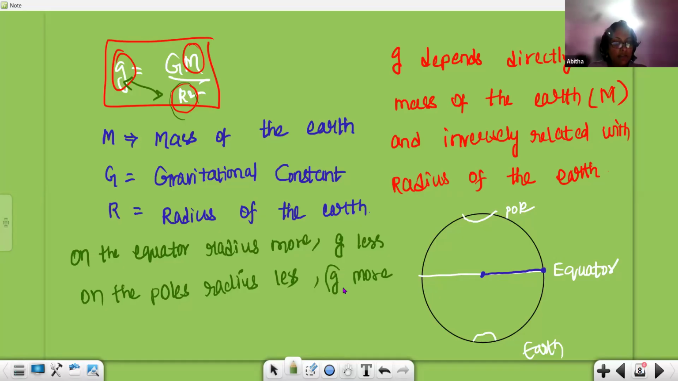So what is this g called as? Capital G is the gravitational constant. Small g is called the acceleration due to gravity. Very good.